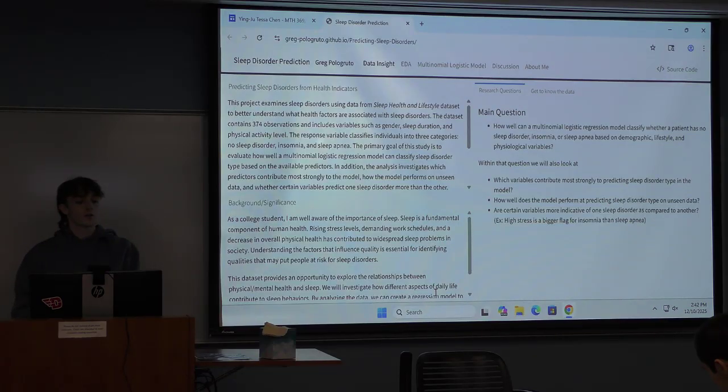For my project, I tried to predict sleep disorders from health indicators. So this project examines two different sleeping disorders, sleep apnea and insomnia, and it'll use data from a data set called Sleep Health and Lifestyle, which I found on Kaggle.